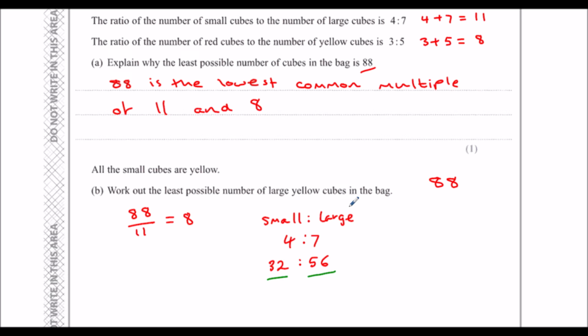So there can be 32 small cubes and 56 large cubes. All the small cubes are yellow. So we'll just make a note of these. They're all yellow.